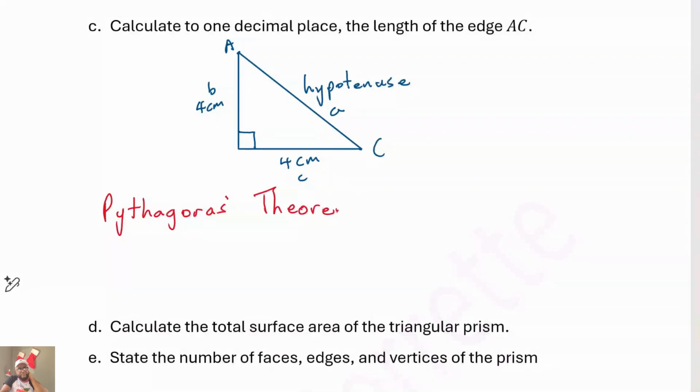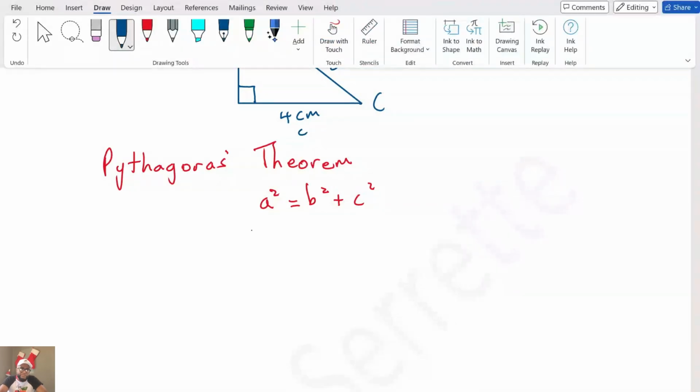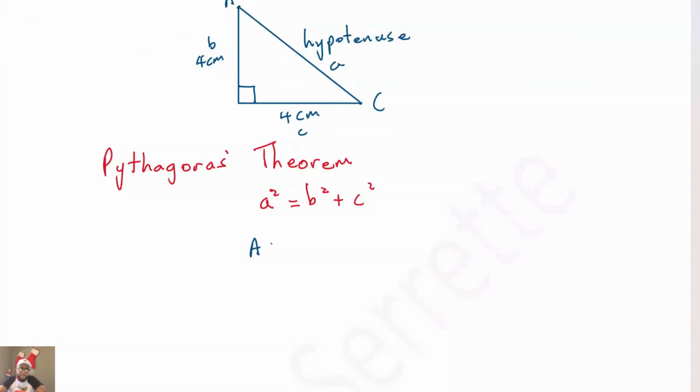Could somebody tell me what Pythagoras' theorem is, please? Go ahead, Sana. A squared is equal to B squared plus C squared, meaning the hypotenuse squared is equal to the sum of the other two sides squared, right? Now, in this case, the hypotenuse is what we're looking for. So I'm just going to replace A with AC. That's what they're asking for.